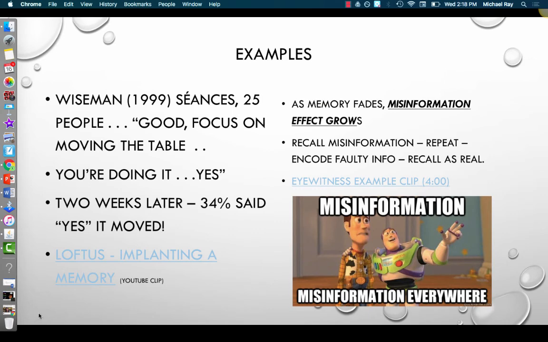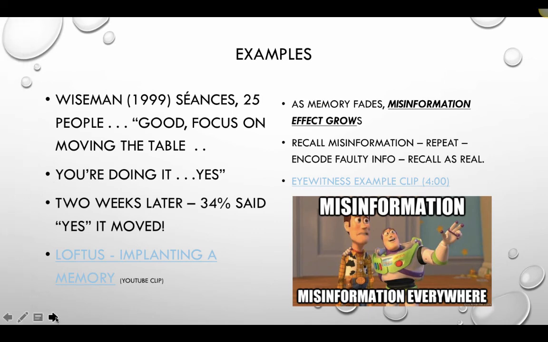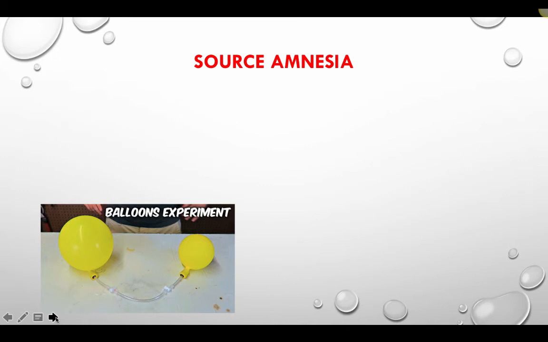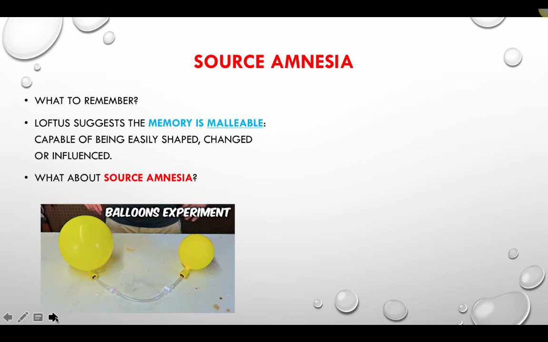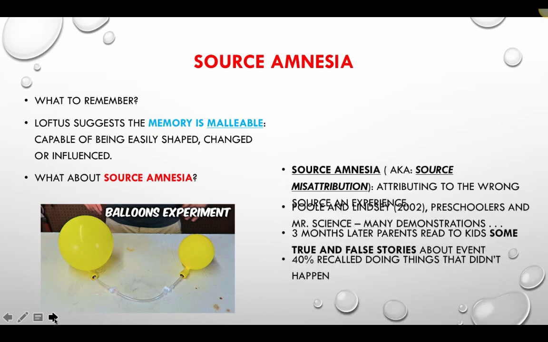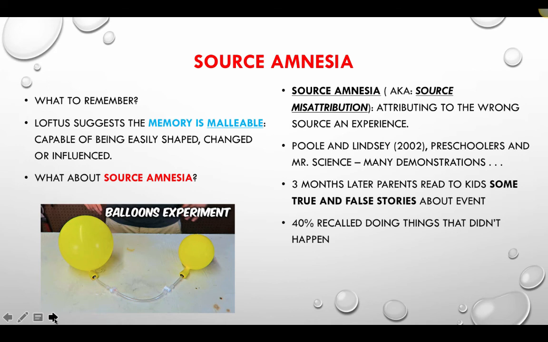Okay. So as we move on, we'll talk about that experiment a little bit later in class. Another example of how memory constructions can be fallible is source amnesia. Remember, misinformation and source amnesia are often confused, so let's make sure we can distinguish between the two. So remember, Elizabeth Loftus says that memories are malleable or changeable, capable of being easily shaped or influenced. So source amnesia isn't incorporating false information into our memories. It is actually misremembering sources for our memories.